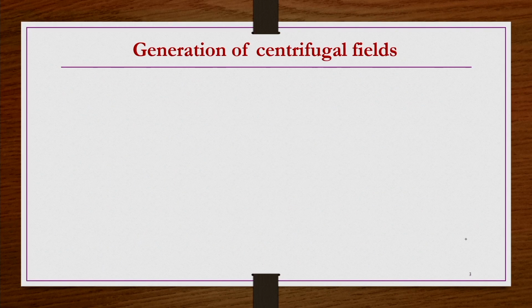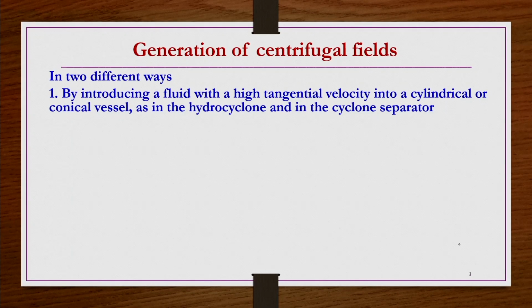Then, how to generate a centrifugal field? Having seen the advantage of centrifugal force, the next point is how to generate the centrifugal field. Two different ways are possible in general. The first way is by introducing a fluid with a high tangential velocity into a cylindrical or conical vessel, as we do in hydrocyclones or cyclone separators.